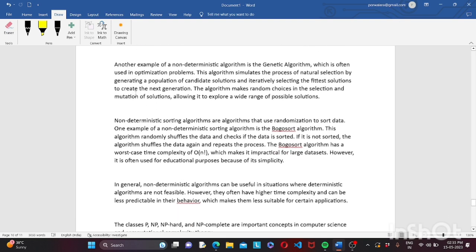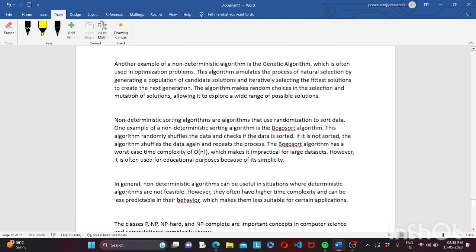Another example of a non-deterministic algorithm is the genetic algorithm, which is often used in optimization problems. This algorithm simulates the process of natural selection by generating a population of candidate solutions and iteratively selecting the fittest solutions to create the next generation. The algorithm makes random choices in the selection and mutation of solutions, allowing it to explore a wide range of possible solutions.